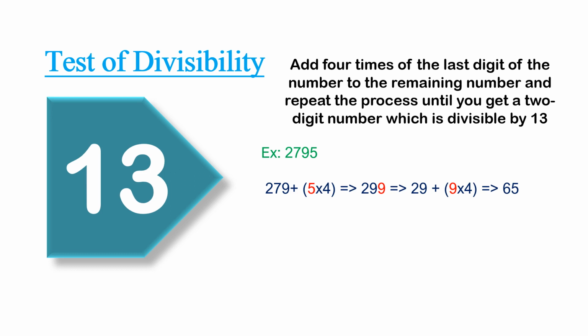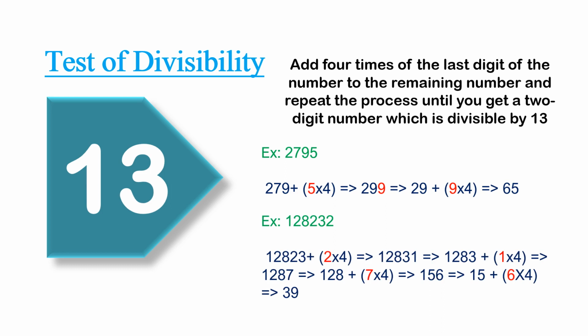Let's take one more example. 1,28,232. Last number is 2. 2 into 4, 8. 8 is added to 12,823, which would give us 12,831. Last digit is 1. 1,283 plus 1 into 4 times, so that is 4, which would give us 1,287.